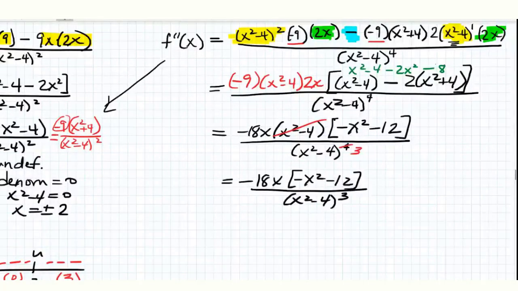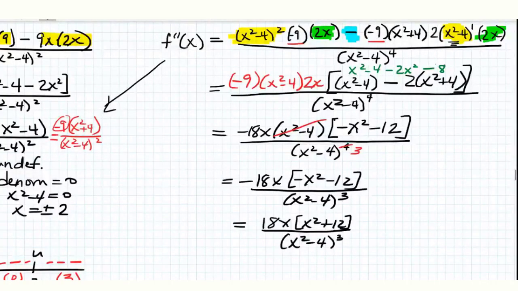So we have -18x times -x squared minus 12 divided by x squared minus 4 to the 3rd, because we canceled one of these with one of these. And I notice here I have a bunch of negatives running around in the top. I'm going to go ahead and distribute that negative through, not the 18, but just the negative, so we don't have so many minus signs. So that's going to give us 18x times x squared plus 12. And here we go. Okay, so now what we want, remember this is f double prime. This is going to help us find inflection points, which is where it changes concavity.